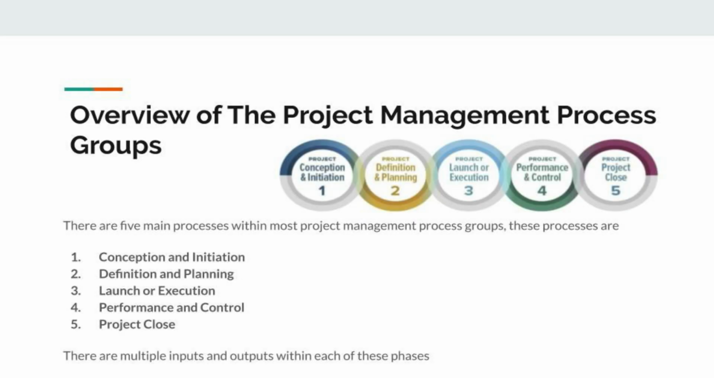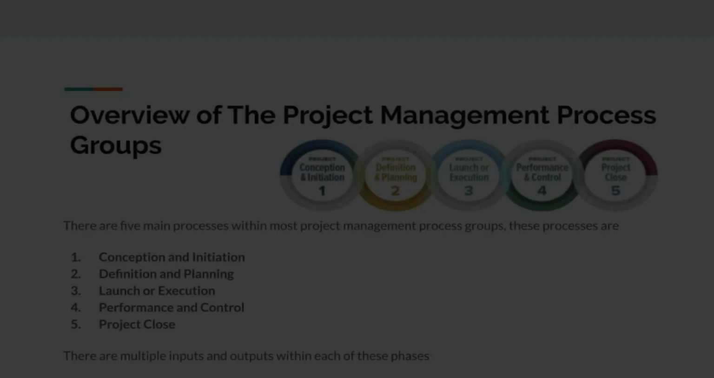The Project Management Process Groups are a way to break down any information technology project into 5 phases in order to streamline the process and improve the odds of project success. There are 5 main phases within the Project Management Process Groups. These phases are conception and initiation, definition and planning, launch or execution, performance and control, and the project close. There are multiple input and output documents within each of these 5 phases.